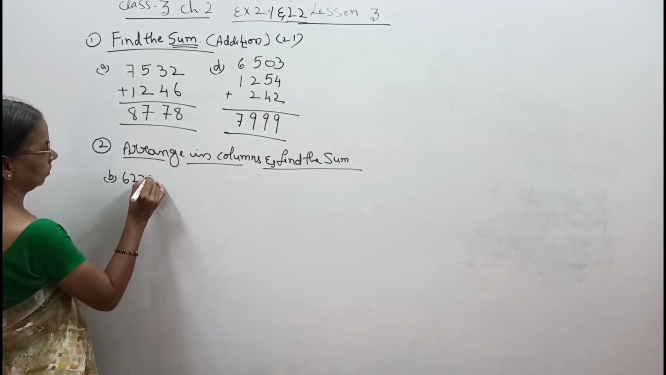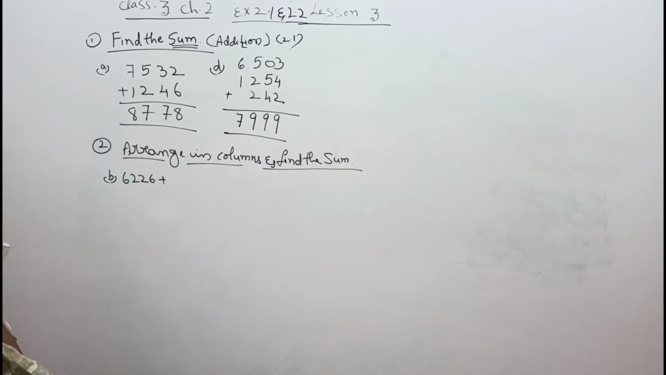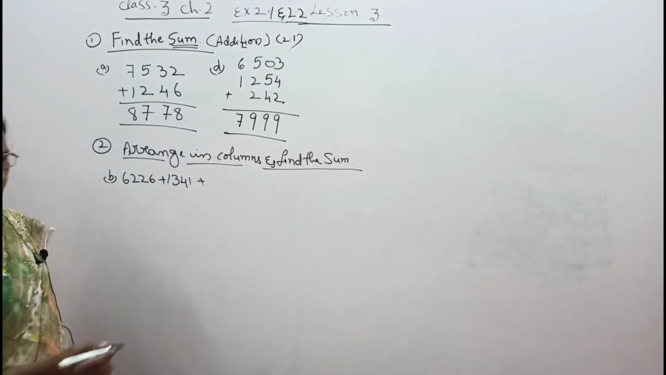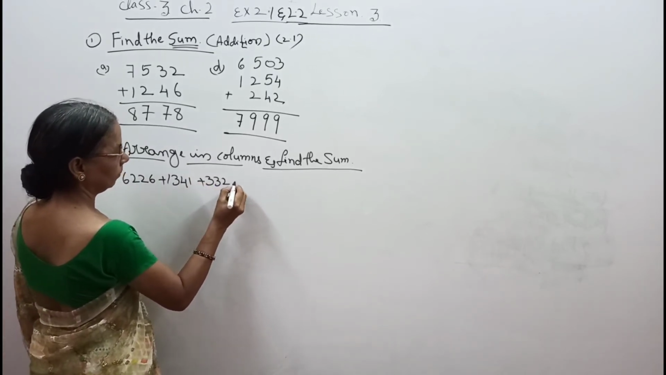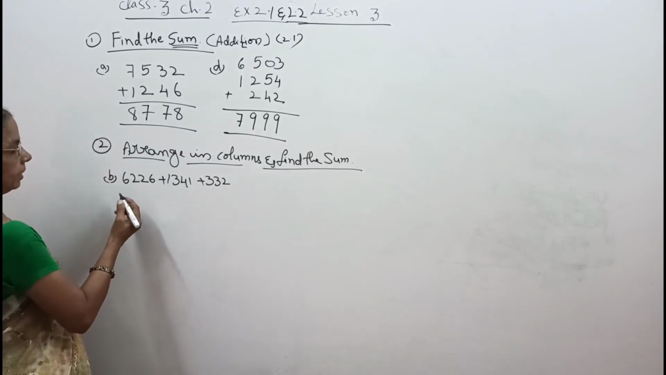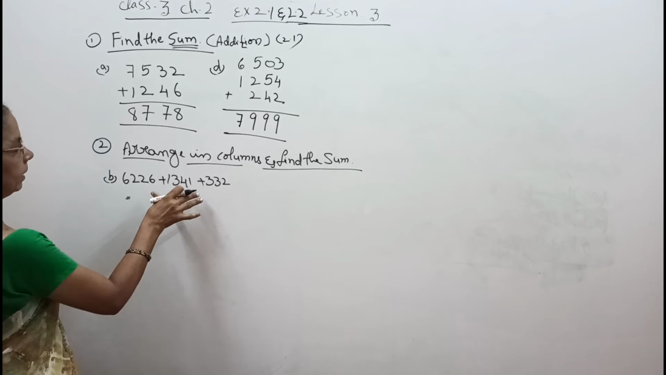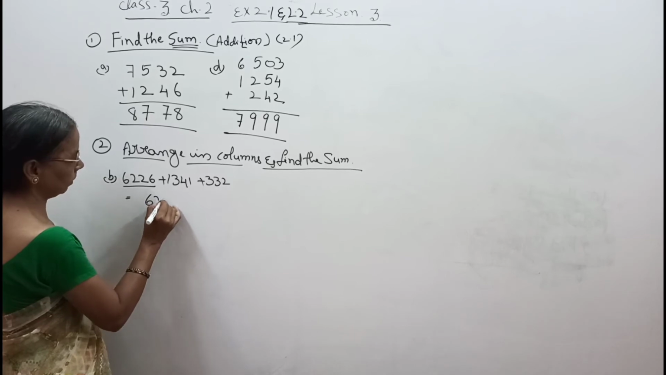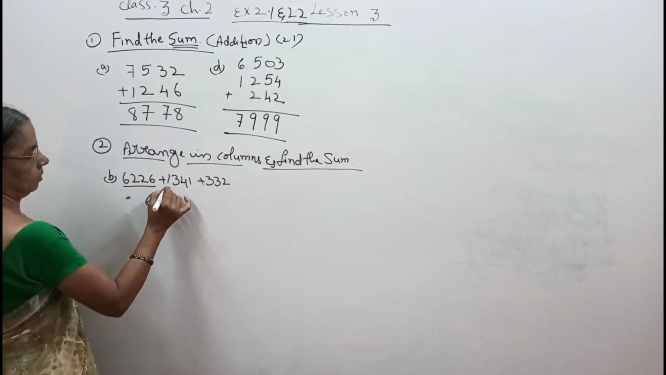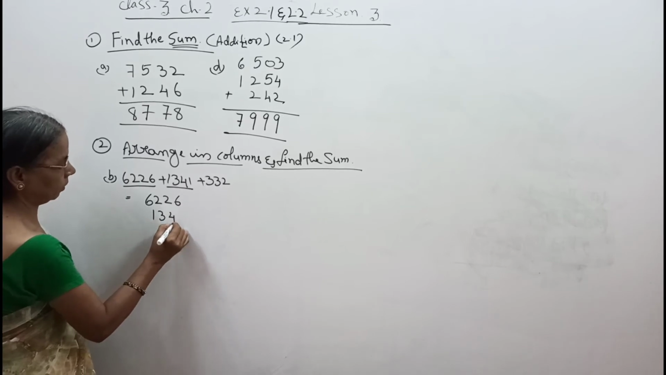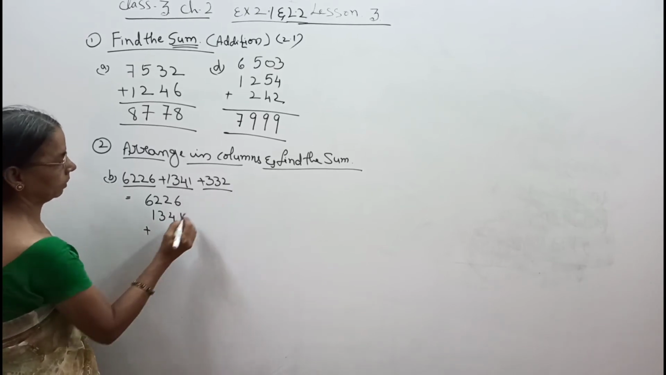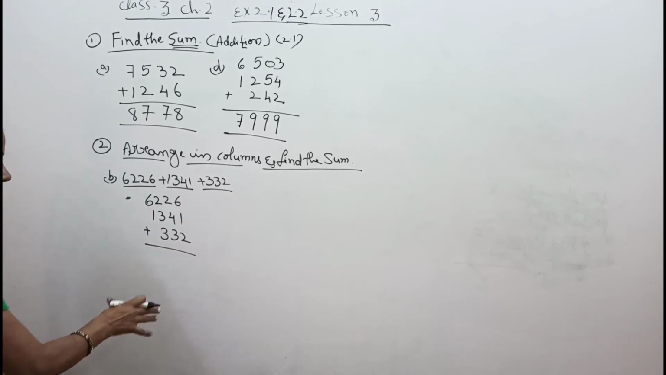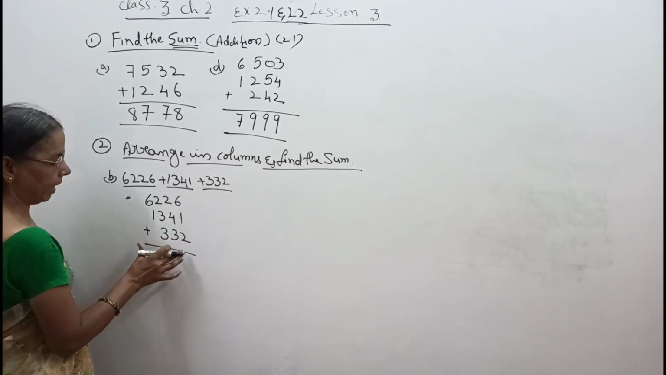In this, the second one is 6,226 plus 1,341 plus 332. Now we have to add this by writing the columns. First of all, we take 6,226. Again this one, 1,341. Then lastly this one, that is 330. Like this, we write them in the column. And now we are going to add the numbers.